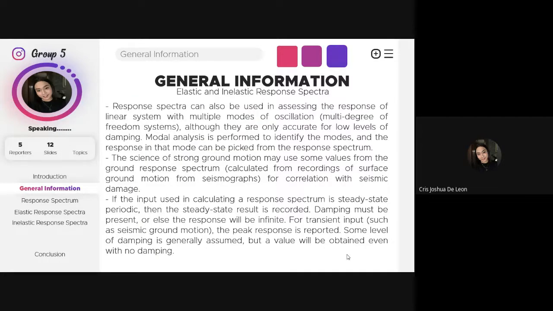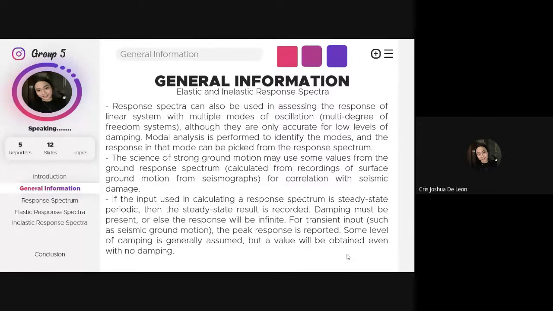A response spectra can also be used in assessing the response of linear systems with multiple modes of oscillation, or multi-degree of freedom systems, although they are only accurate for low levels of damping. Modal analysis is performed to identify the modes, and the response of that mode can be picked from the response spectrum. The science of strong ground motion may use some values from the ground response spectrum, calculated from the recordings of the surface ground motion from seismographs for correlation with seismic damage.